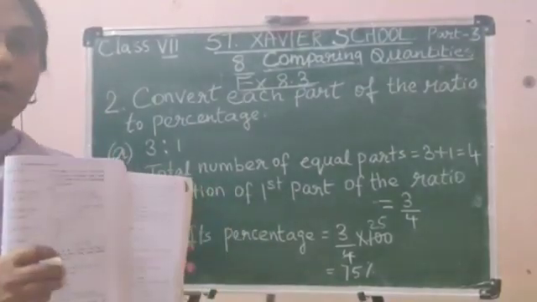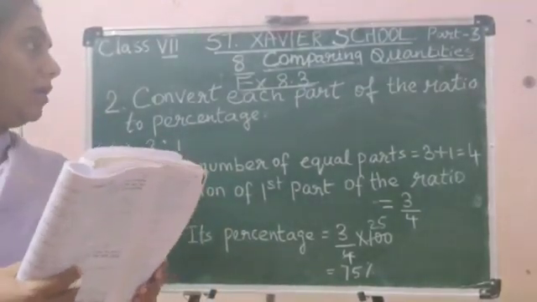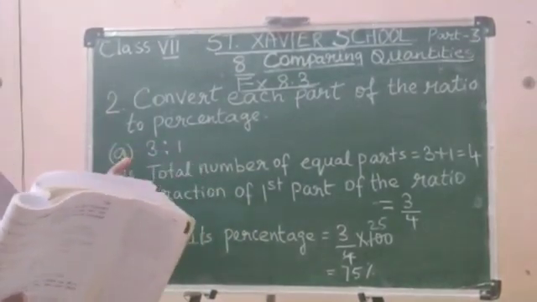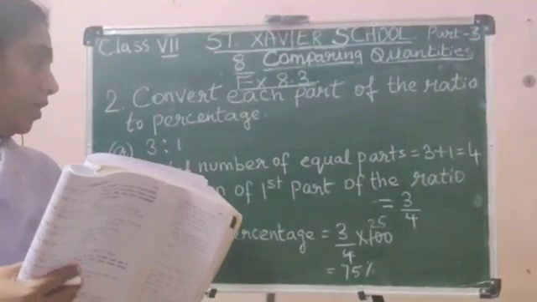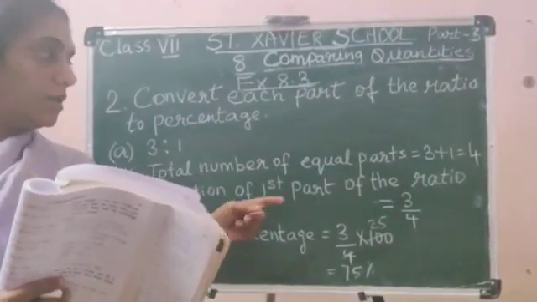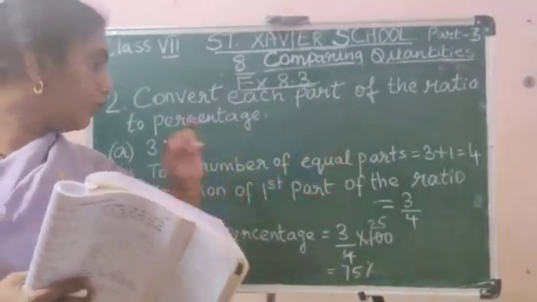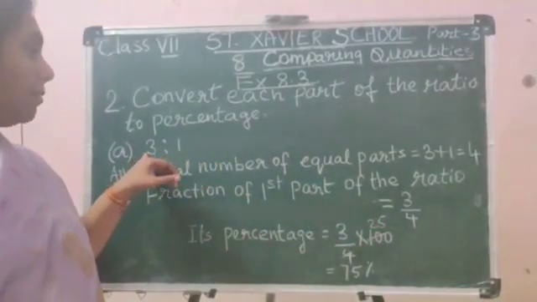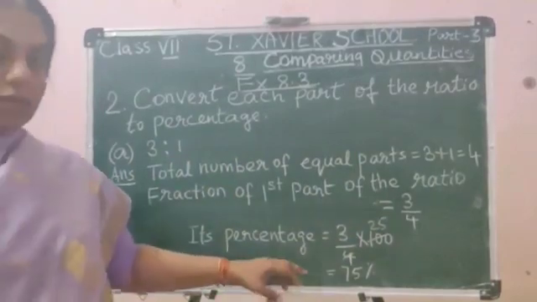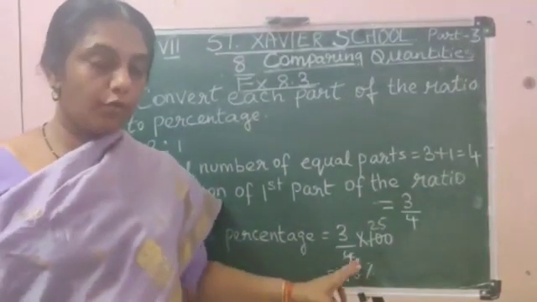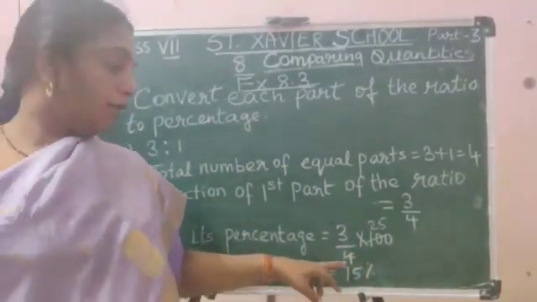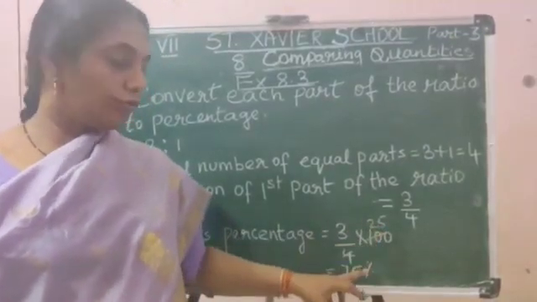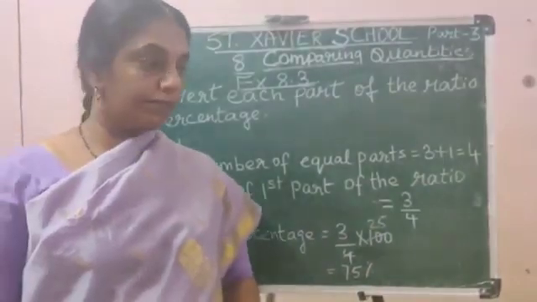Question number 2. Convert each part of the ratio to percentage. So A, 3:1. The total number of equal parts is 3 plus 1 equal to 4. Now the fraction of the first part of the ratio is 3 by 4. Its percentage is 3 by 4 into 100. 4 and 100 will be simplified. 4 in 1 time and 100 is 25 times. So 25 into 3 is 75%.